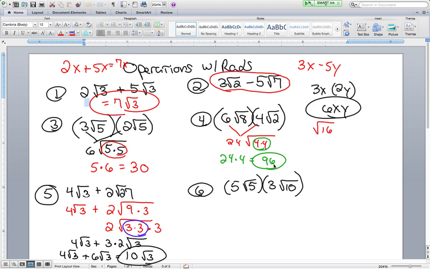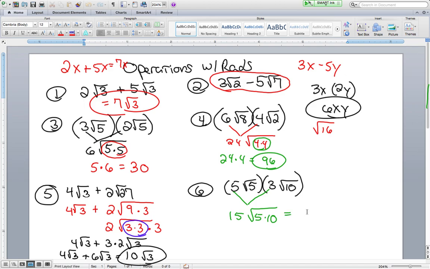All right. Now, you won't always get a rational number. Those are just the 2 examples I happen to pick. There's a third example over here of 5 rad 5 times 3 rad 10. Well, I'm going to multiply the 5 and the 3, and I'm going to get 15. And then I'm going to have a 5 times a rad 10.